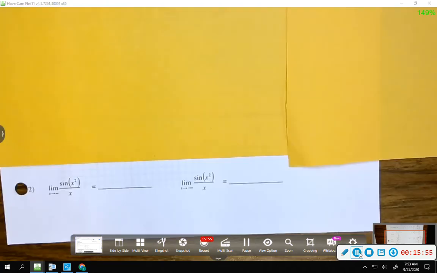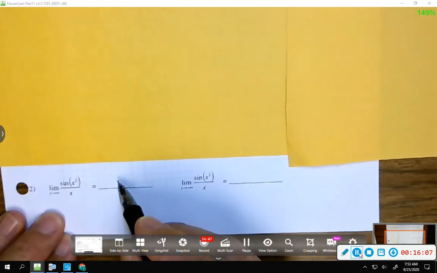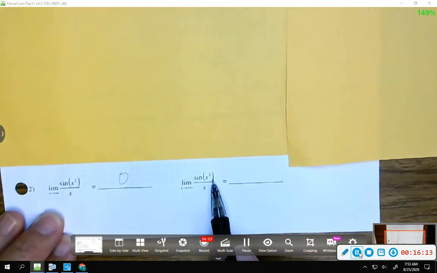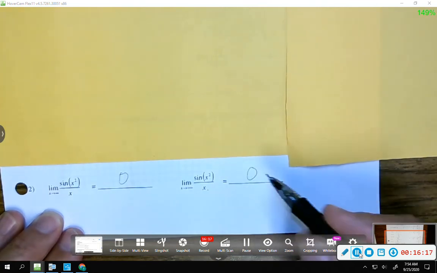Looking at these two is essentially the same thing. Even though we're squaring this number here, when I take the sine of it, it produces some number between -1 and +1 over a really, really big number, which goes to 0. Same here. It doesn't matter if it's negative infinity. It's some number between -1 and +1 over a large negative number. That goes to 0 as well.